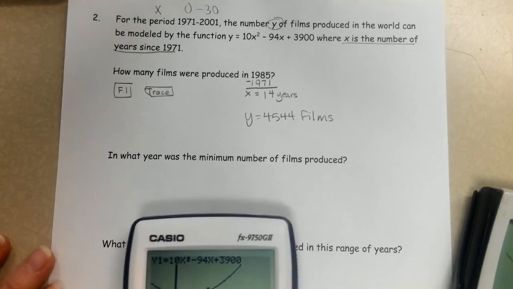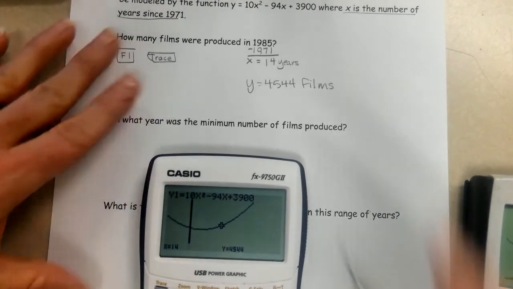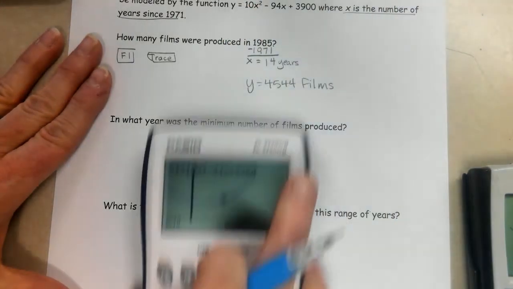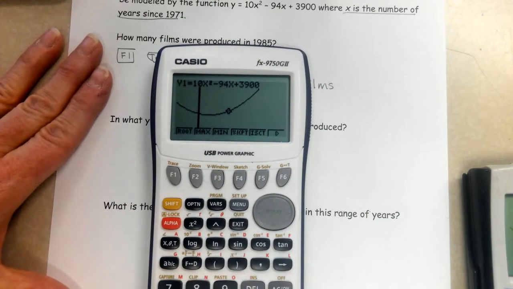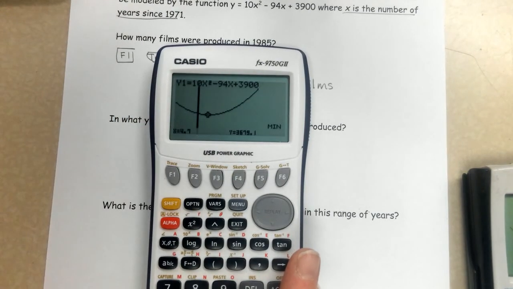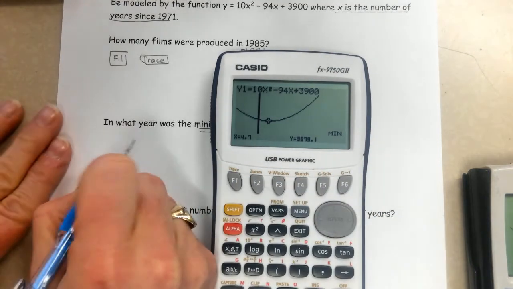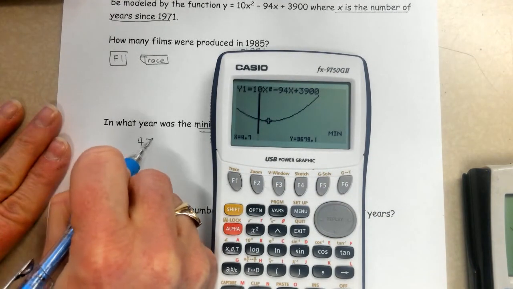So minimum number of years, or minimum number of films. So remember, minimum is an F5, and we need F3 this time. In what year? Years are the X's, so that's going to be that 4.7.